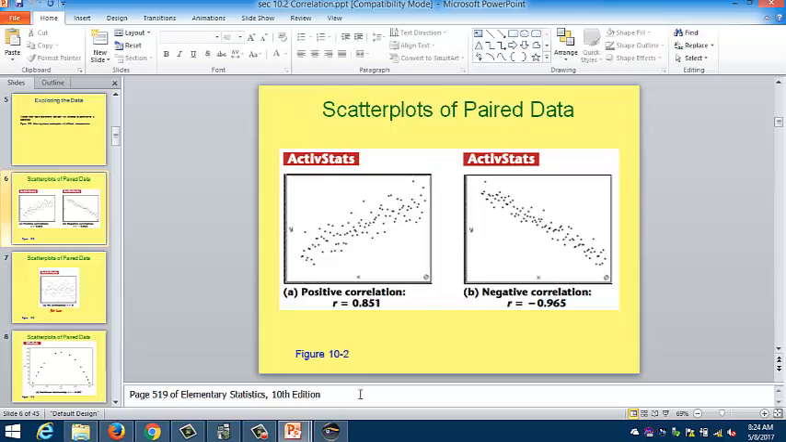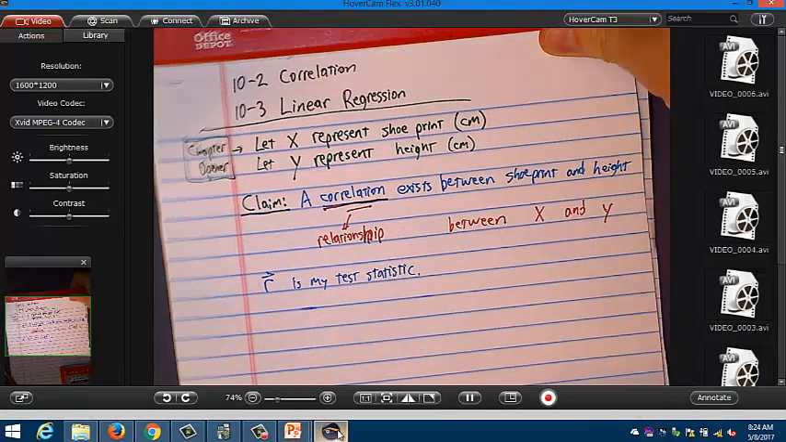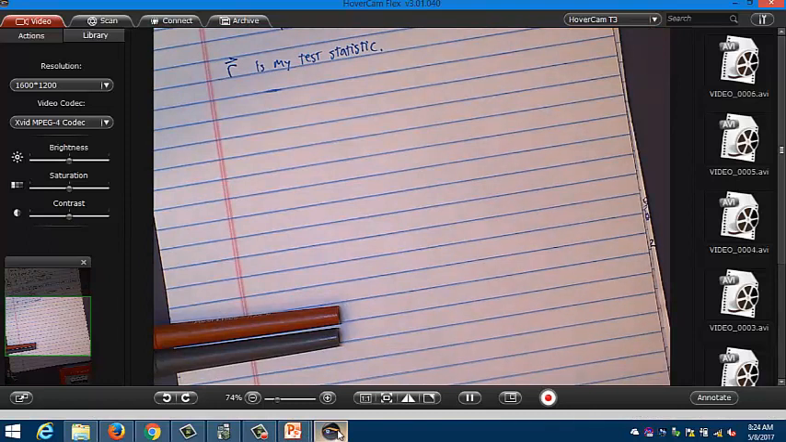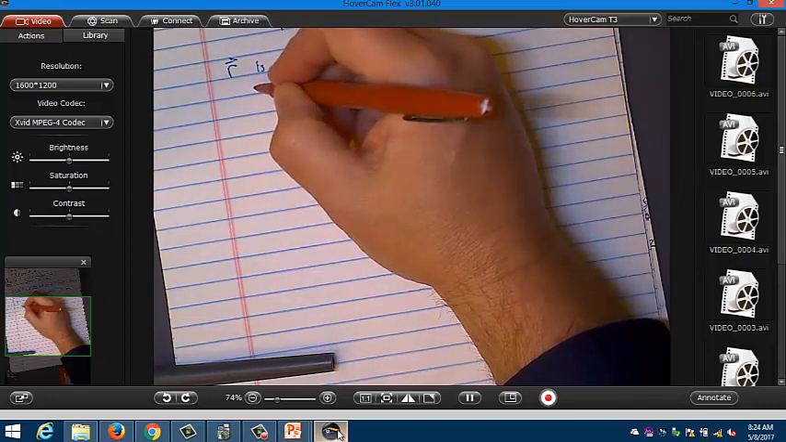Sometimes R is a positive number. Sometimes R is a negative number. Now, I guess I'll give you guys some guidelines for R. It has a complicated formula. I'll show it to you, but you're not going to use the formula to compute it. We're going to use software. So a couple things about R.